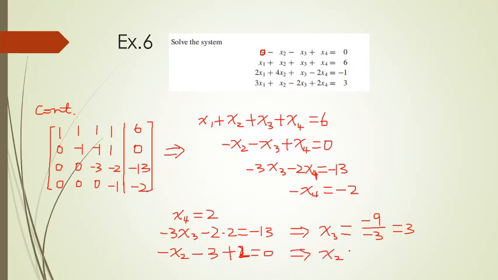x2 equals minus 1. And then go back to the first equation, x1 plus x2 plus x3 plus x4 equals 6, right? So x1 is 3. Any mistake? Any calculation mistake?